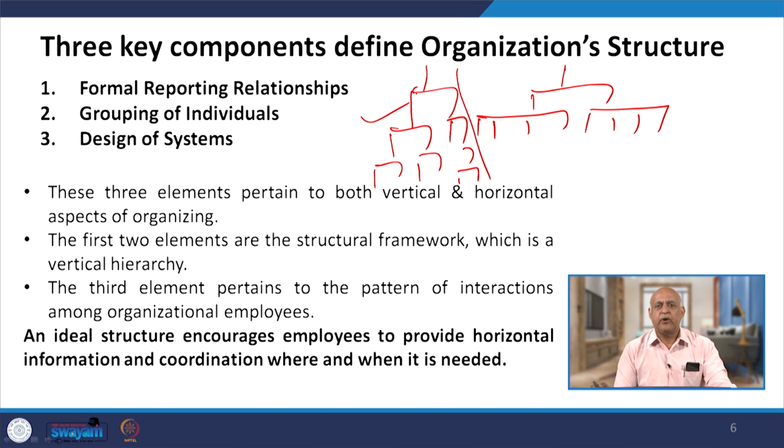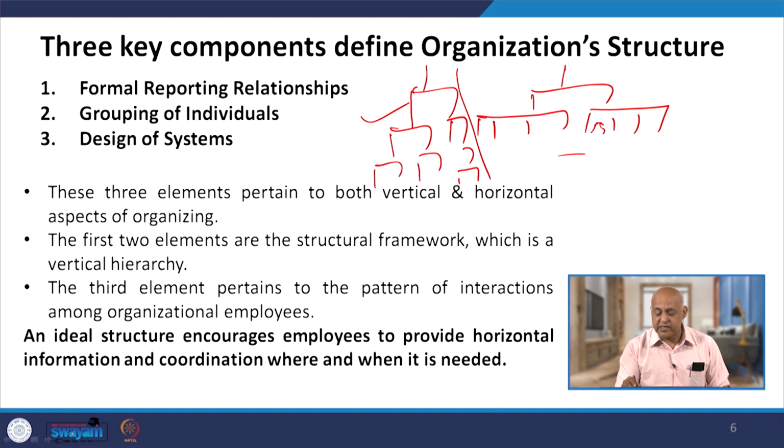When we are talking about horizontal organizations, the third one is the design of systems. This design of systems is what the horizontal organization structure is concerned with. An ideal structure encourages employees to provide horizontal information and communication when and where it is needed. Therefore, the process of communication between these horizontal units is smooth.